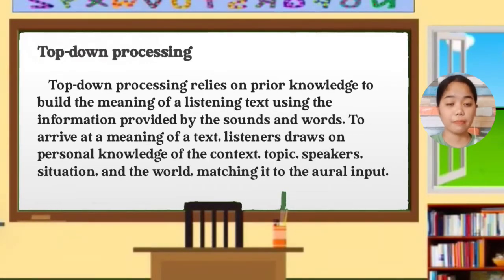So next is the top-down processing. So when we say top-down processing, it relies on prior knowledge to build the meaning of a listening text using the information provided by the sounds and words. So it begins with the most general and moves toward the more specific. And these perceptions are heavily influenced by our expectations and prior knowledge. Our brain applies what it knows to fill in the blanks and anticipate what's next.